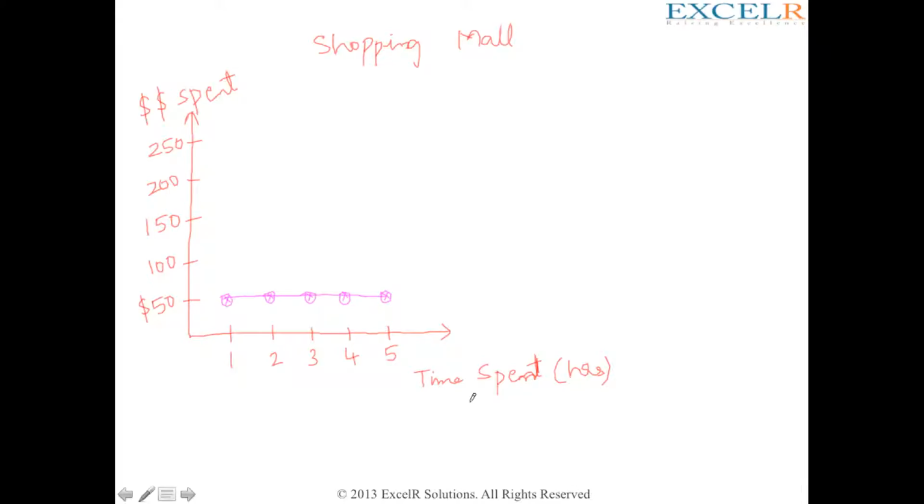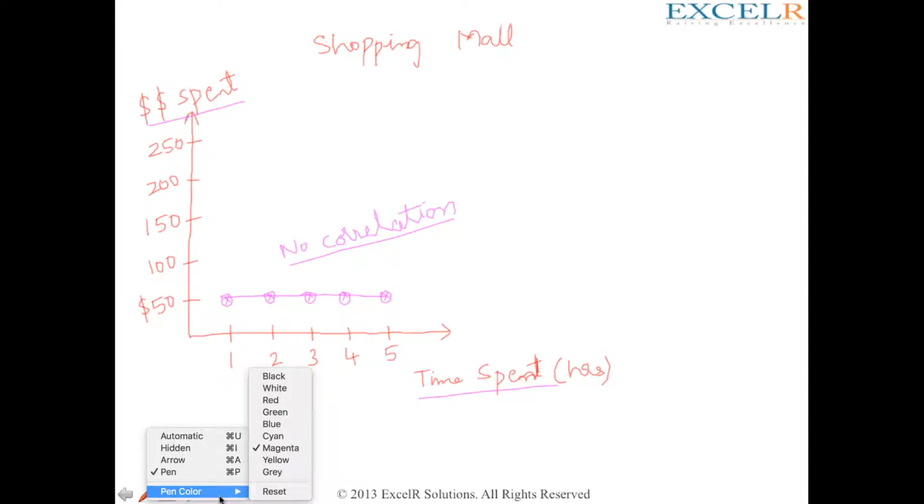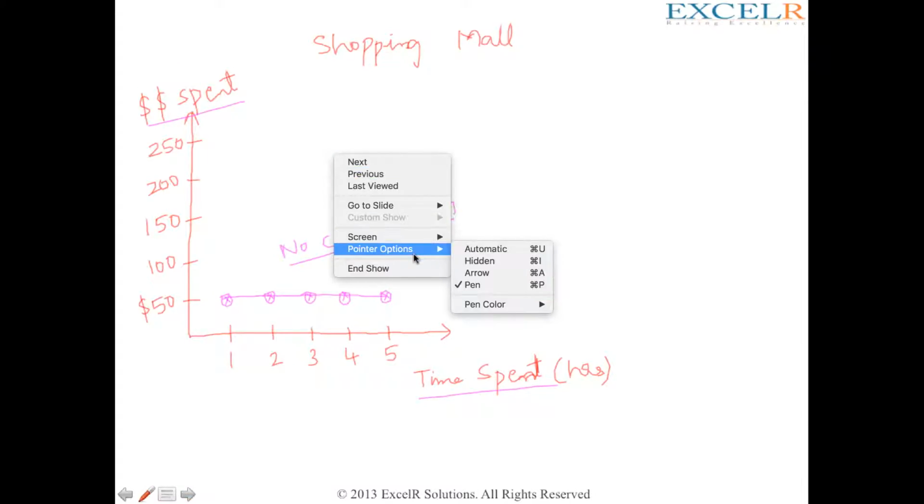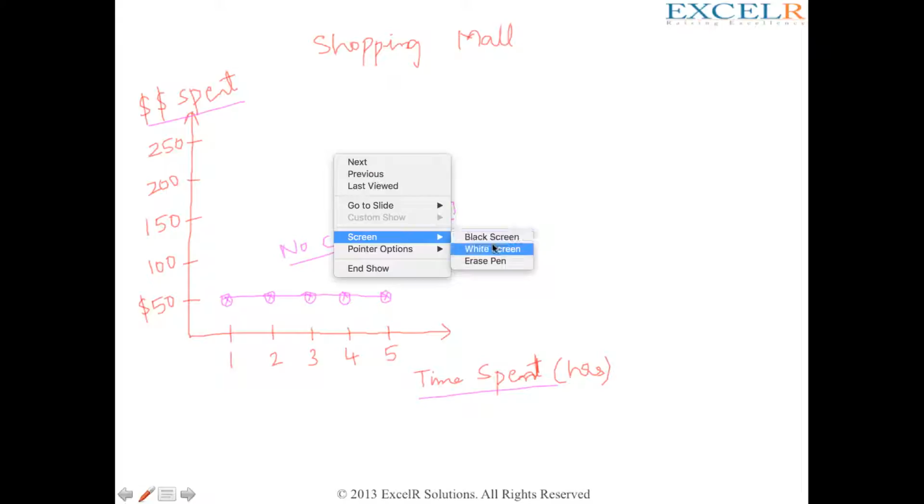there is no correlation between the time spent and the amount spent. So this kind of a correlation is called no correlation. So you can safely say that there is no correlation between the time spent and the amount spent by the bachelors or spinsters in the shopping mall. Let me see whether I can erase only a portion of this. Or do we need to erase everything? I believe we need to erase everything. Okay. All right. That's no correlation example.